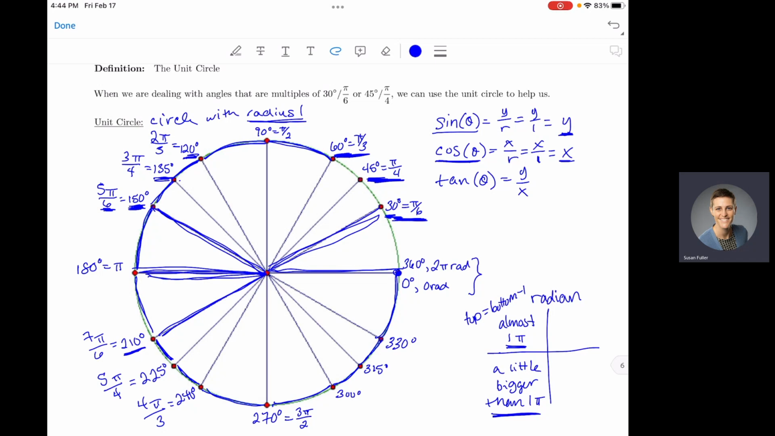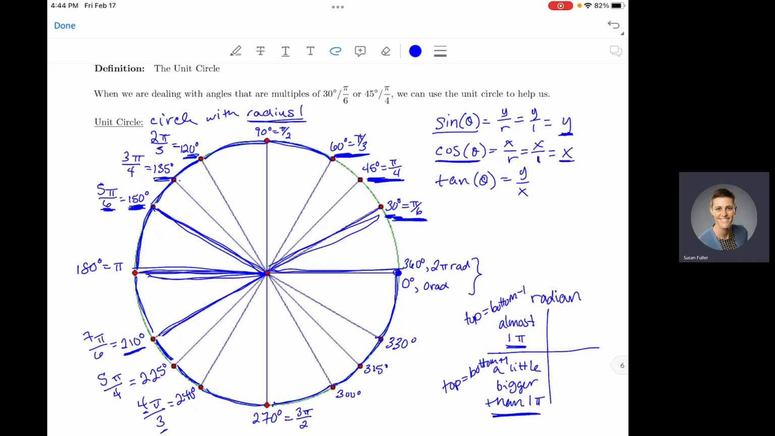7/6 pi, that's a little bigger than 1. 5/4 pi, that's a little bit bigger than 1 pi. And 4/3 pi is a little bit bigger than 1 pi. Your top is going to be your bottom plus 1. So 7 pi over 6, 5 pi over 4, 4 pi over 3. That number on top is 1 larger than the number on the bottom.